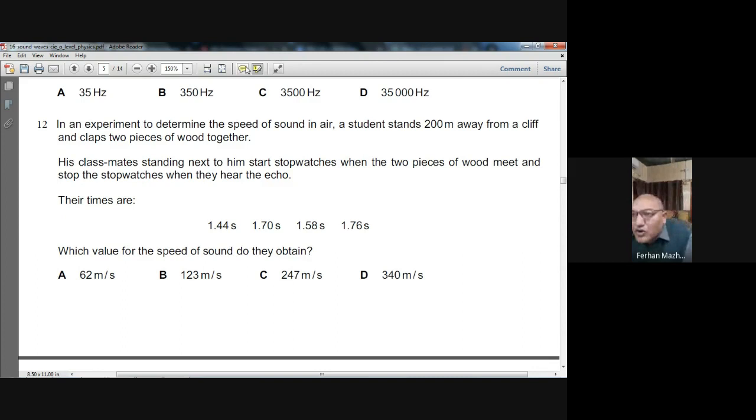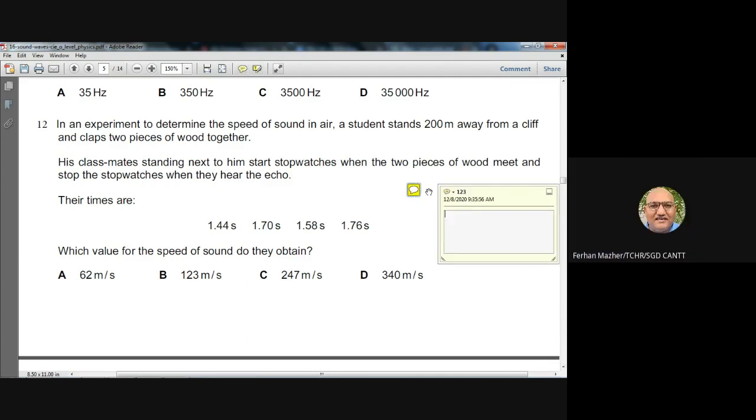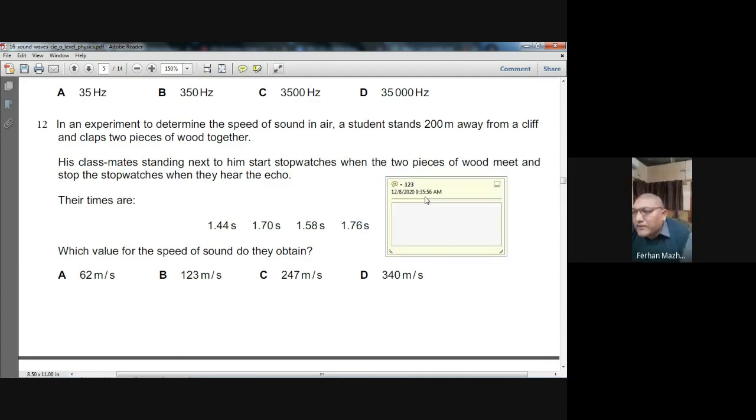Which value for the speed of sound do they obtain? Okay, so let me do this here. First of all, I will take the average time.